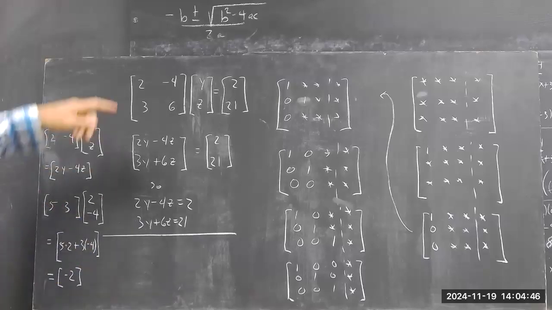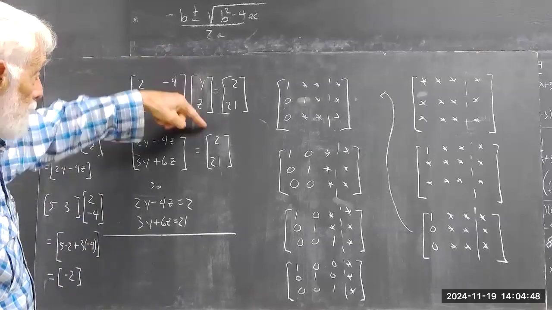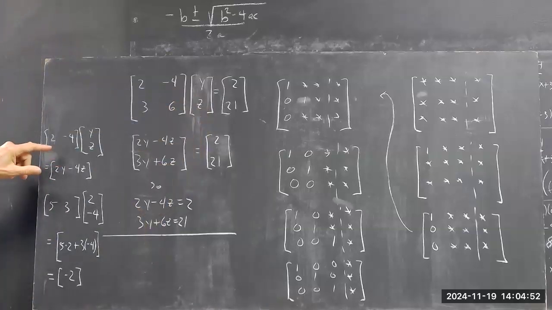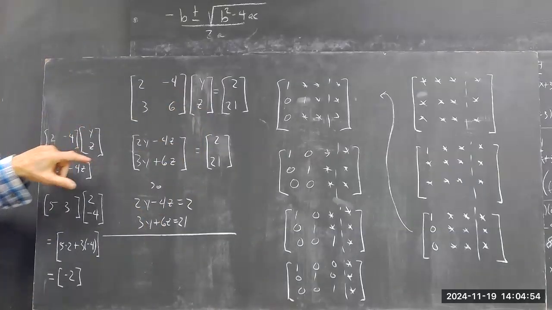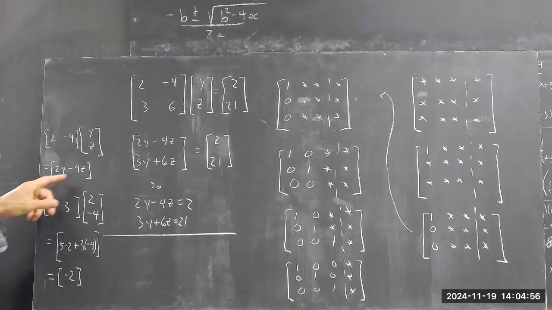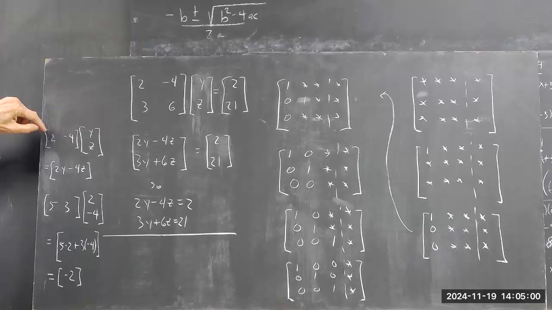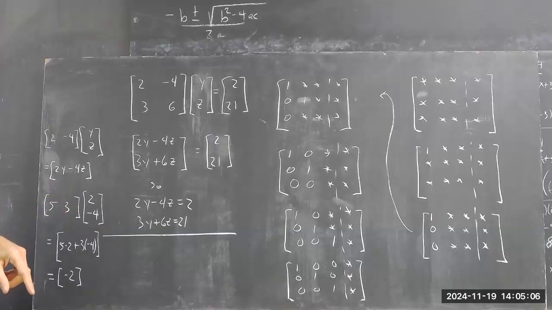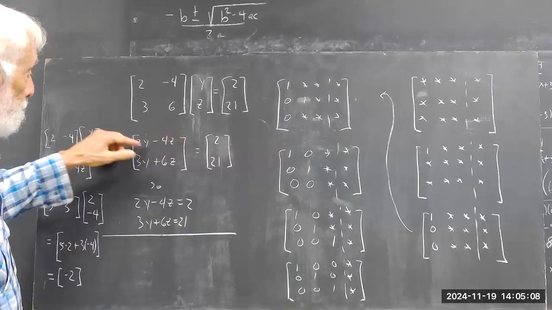Now, here we have a row and a column. Multiply this row by this column. Well, that corresponds to 2, negative 4 times the y, z. First number times first number gives us 2y. Second number times second number gives us negative 4z. We get 2y minus 4z, and we write that down here.